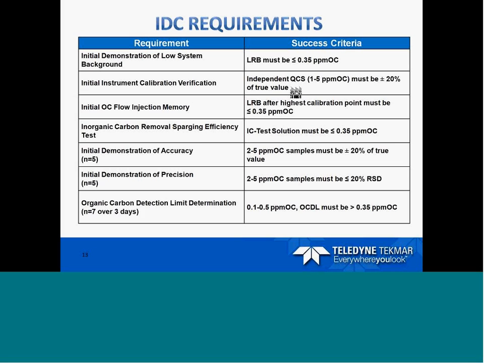The IC removal sparging efficiency test. That's where we made up the IC test solution, and it must be less than 0.35. So the first thing we do is make those 4 flasks, and we want to make sure that we're removing all of the inorganic carbon. So we took the test solution and ran that as a sample to make sure that sparging is long enough in order for that number to be less than 0.35 ppm.